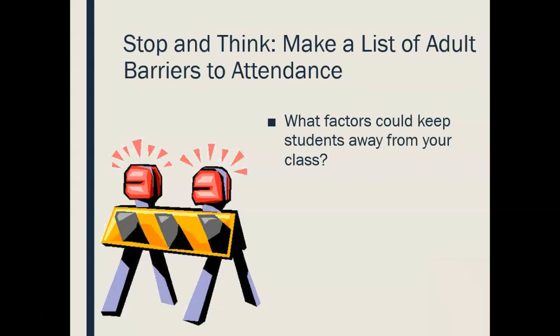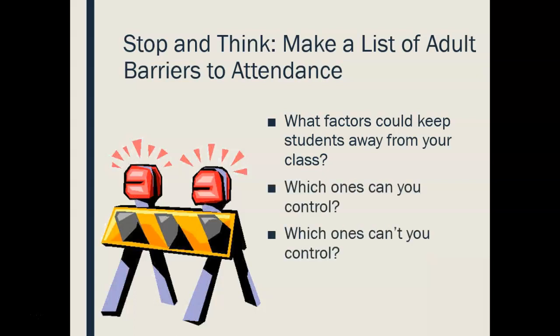Stop and think one more time and make a list of the kinds of barriers that you think adults might face to their attendance. Not only what factors could keep them away from your class, but which factors do you have any control over? And which factors do you not have any control over? So make that list and identify the things you can control and the things you cannot control.